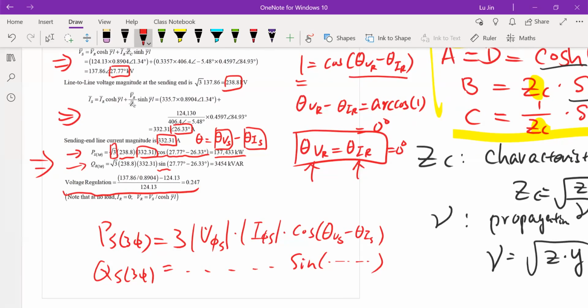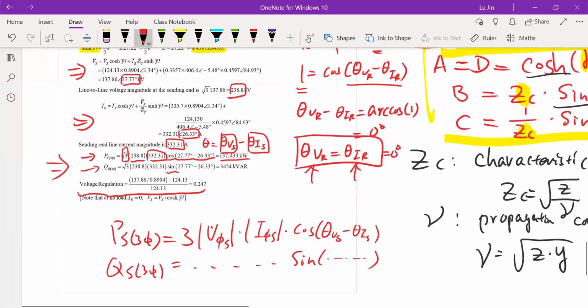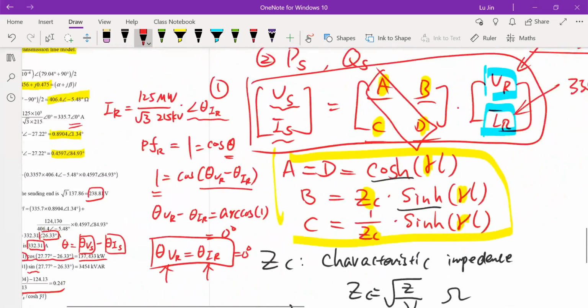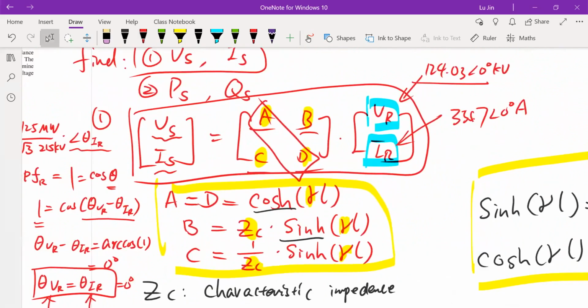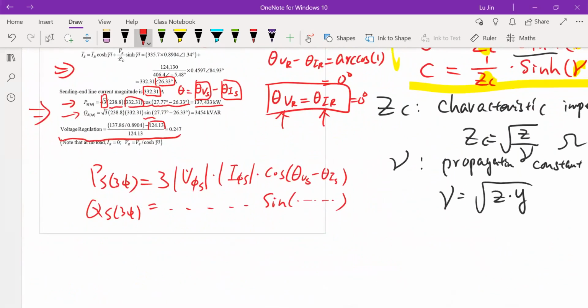So last week we have learned, for calculating the voltage regulation, we use the no load voltage minus full load voltage, divided by the full load voltage. The full load voltage, I think we have done our calculation somewhere, right? So here, we are talking about, of course, the receiving side. At the receiving side, the full load voltage is actually the rated voltage, which is 124.03. So that number is given here. So that is the full load voltage. And on the top, this thing is the no load voltage.